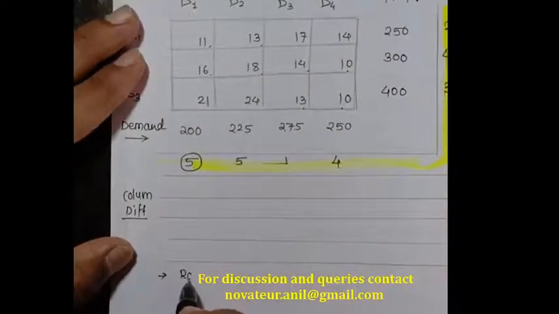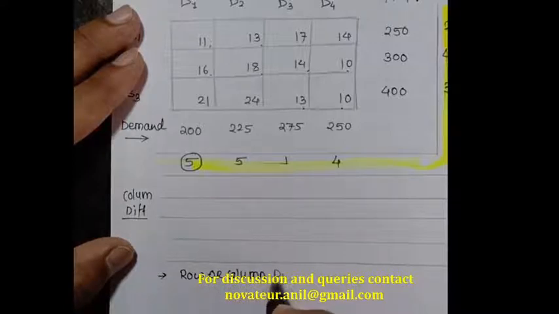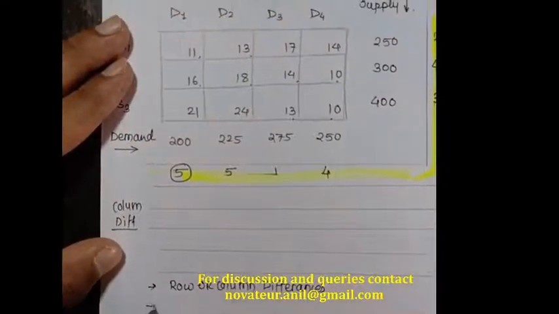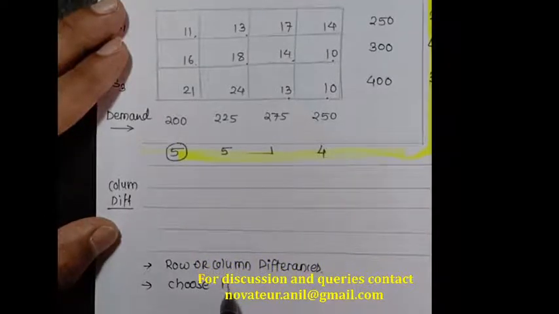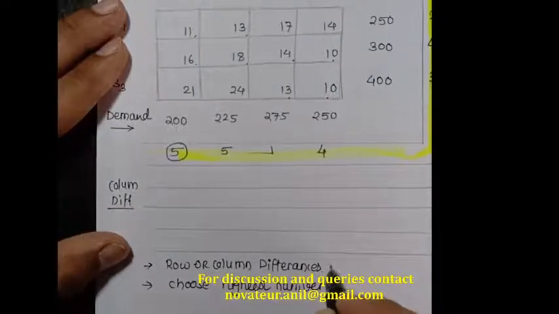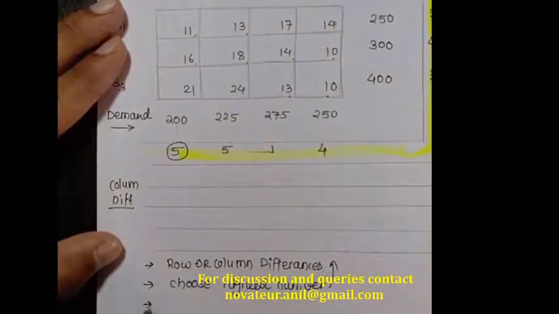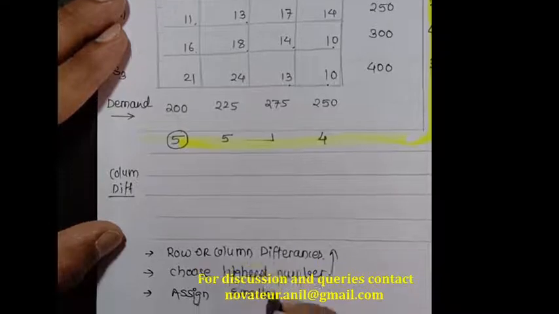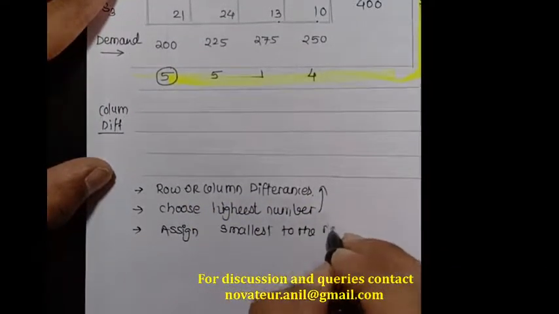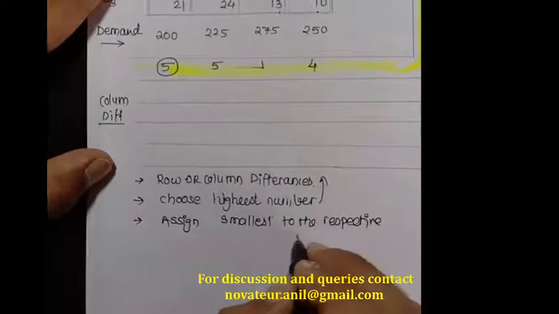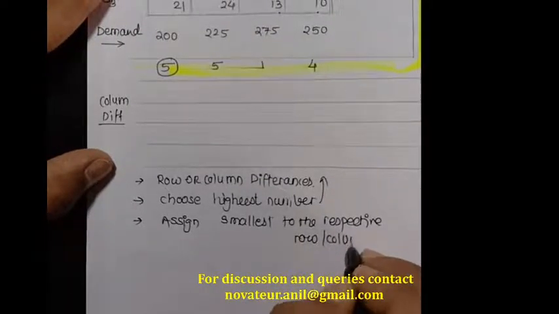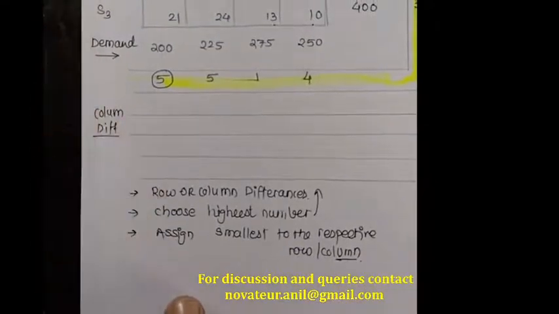First I have to find out the row or column differences. I have to identify row or column differences. I have to choose the highest number, and then I have to assign the smallest value to the respective row or column. Okay, so I have to assign the smallest.